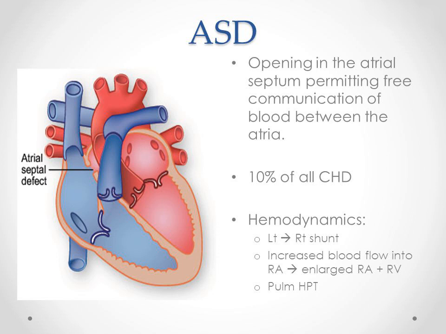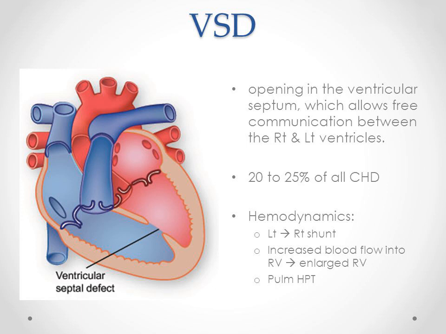ASD: an opening in the atrial septum permitting free communication of blood between the atria. 10% of all CHD. Hemodynamics: left to right shunt. Increased blood flow into RA, enlarged RA plus RV, pulmonary hypertension. VSD: an opening in the ventricular septum, which allows free communication between the right and left ventricles. 20 to 25% of all CHD. Hemodynamics: left to right shunt. Increased blood flow into RV, enlarged RV.